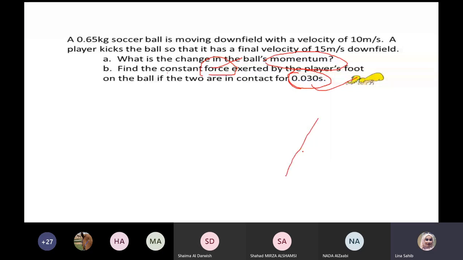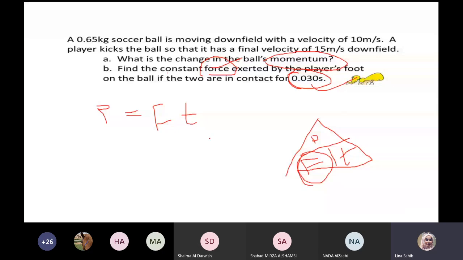Today the system is not working well. But can the momentum be negative? Yes, it can. P equals F times T. Okay, so F is here, T here, and suppose you calculated P. After that, you can find the force. Then, what is the formula for P? Mass times change in velocities.